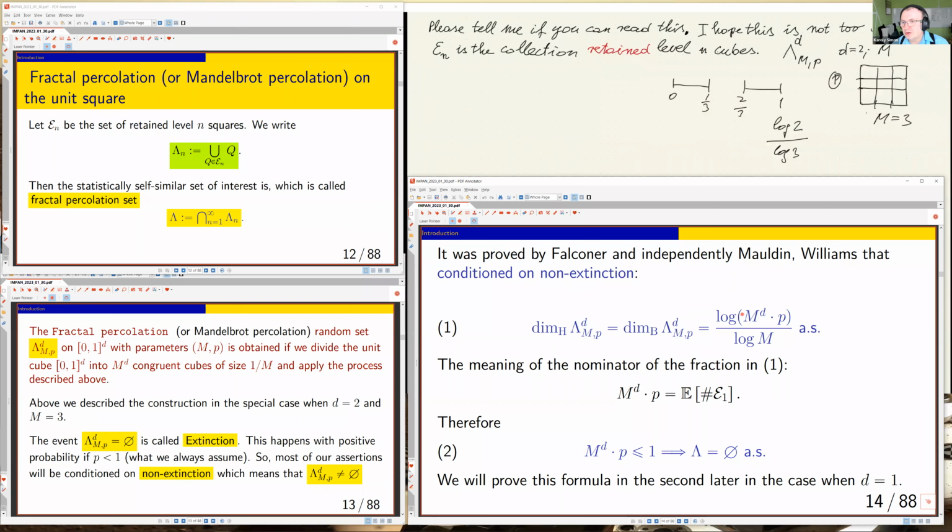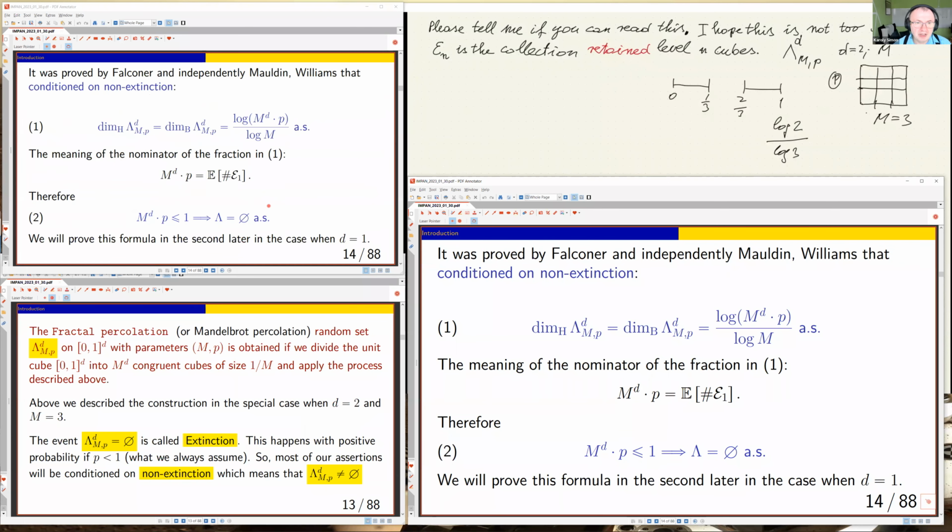You can take the logarithm only of non-negative numbers. Well, you do not want this expected number to be smaller than 1, because the dimension cannot be negative. And it is easy to see, we will discuss it, that if m raised to the power d multiplied by p is not bigger than 1, then it is almost surely true that the random set will die out in finitely many steps. I will speak about that a little bit later.